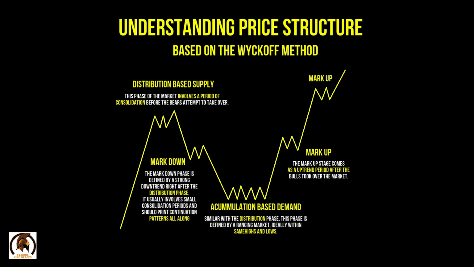1. Distribution phase. Supply overwhelms demand. The distribution phase is where the market is preparing for a reversal from an uptrend to a downtrend. This phase often occurs at the top of a bullish cycle, and it's where smart money or institutional investors begin to offload their positions. During distribution, prices fluctuate within a range. The supply begins to outweigh demand.